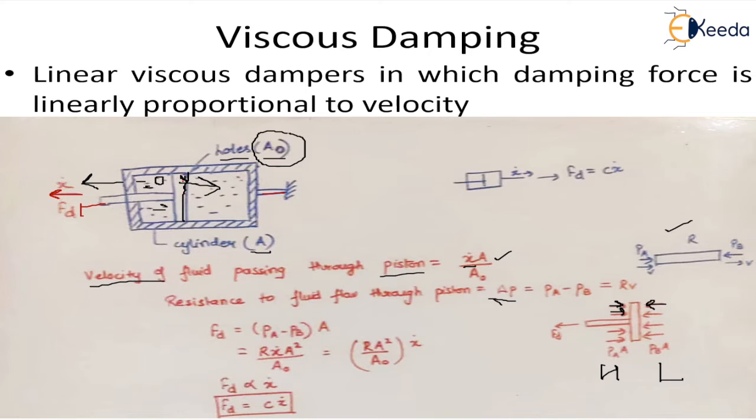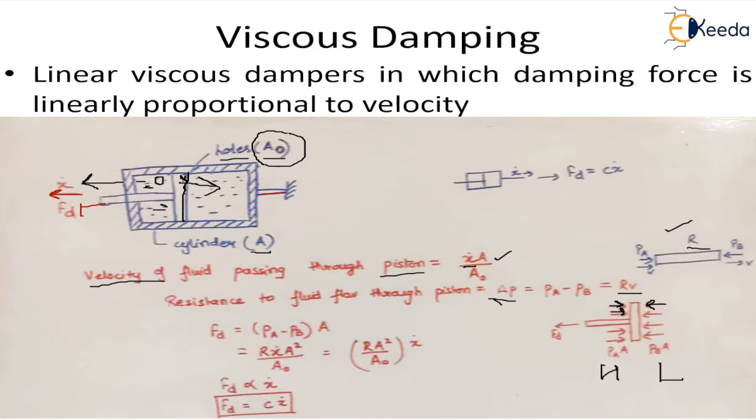And this is equal to what? Let's assume some resistance is being applied by the piston to the flow of the fluid. Let's say R is some resistance, and this resistance depends upon a lot of factors, such as the viscosity, the area, or the design. So let's assume there is some force which is offering resistance.